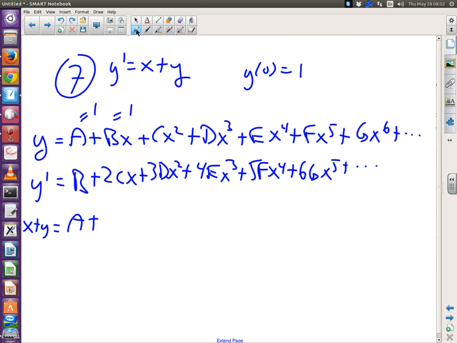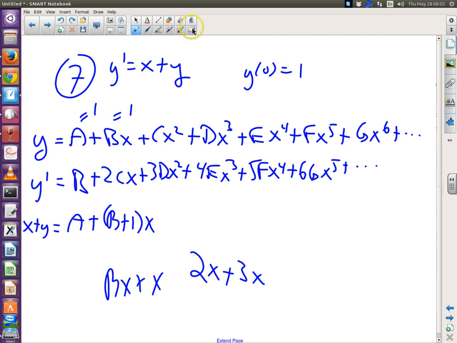X plus y is going to be a plus what? If you add bx plus x, how do you add like terms? Do you not realize that adding like terms is just factoring? Factor out the x, so b plus 1 times x, right? If it's 2x plus 3x, factor out the x. What do you got? 5x. When you're combining like terms, you're factoring. Yes? Okay. All right, so now the rest is the same.